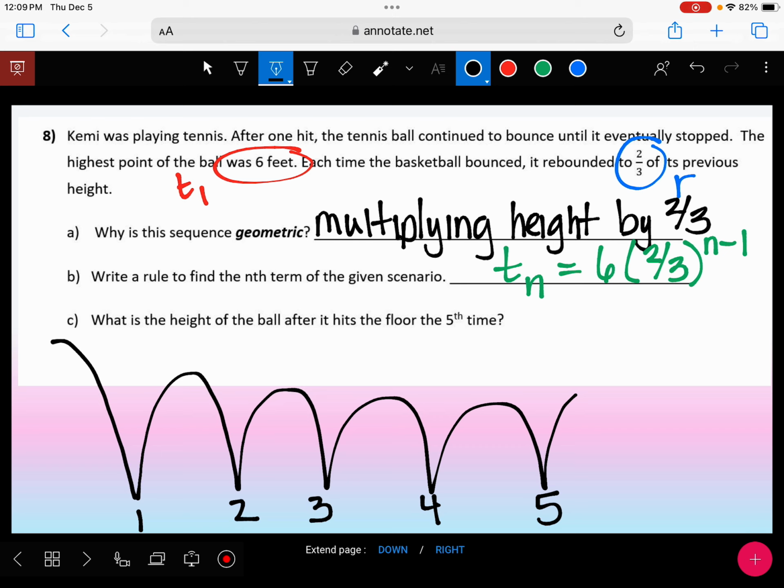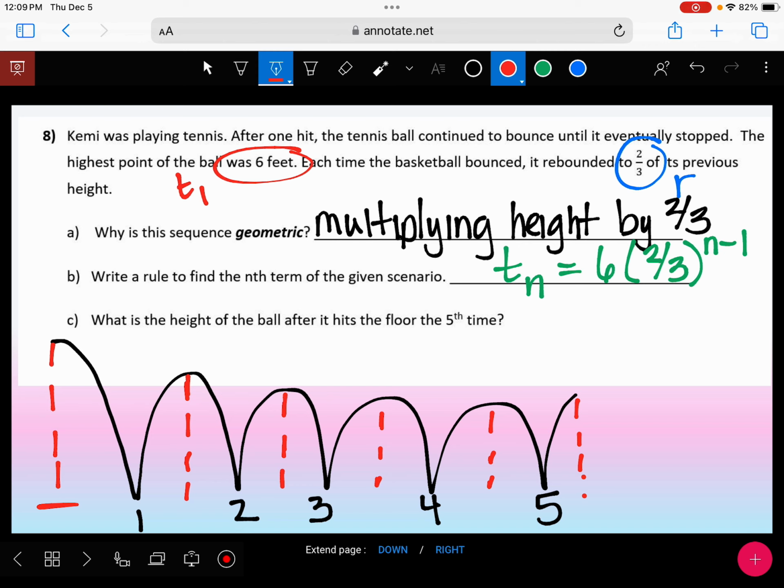So I like to draw this diagram. I'm not the best artist, so sorry. The ball started off at 6 feet. So this is my first height. And then after it hits, the second time, this would be my second height, the third height, the fourth height, the fifth height, and the sixth height.